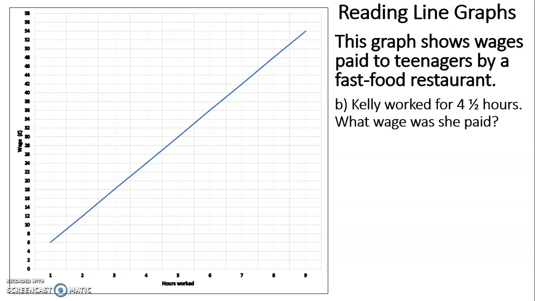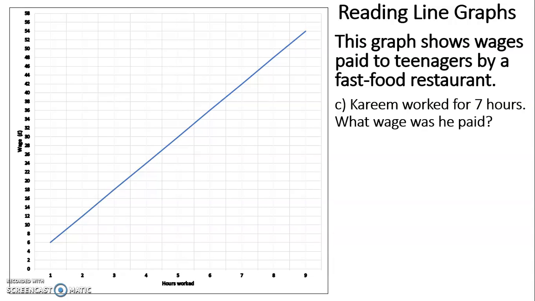On to B. Kelly worked for 4.5 hours. What wage was she paid? Just a moment ago, midway between 4 and 5, we have a nice line there. That's 4.5 hours. Let's draw up with our ruler until we meet the line of the line graph. And then from there, we're going to draw along, and as we can see, it's halfway between 26 and 28. Halfway between 26 and 28 is 27. Kelly was paid £27.